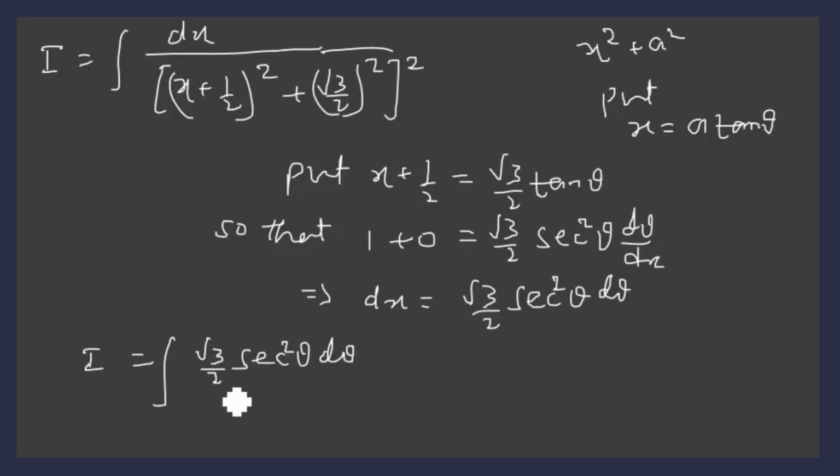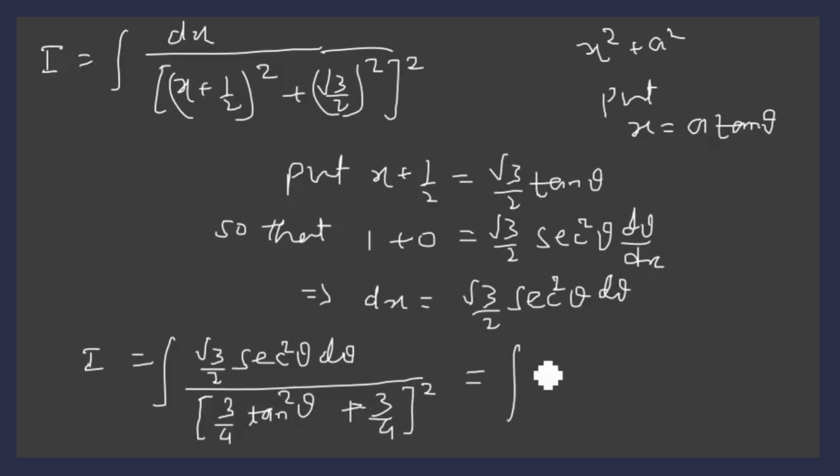Okay, divided by x plus 1 by 2, which is root 3 by 2 tan theta the whole square. So this becomes 3 by 4 tan square theta, right? And this is 3 by 4, then whole square. So now what I can do here is root 3 by 2 sec square theta d theta.